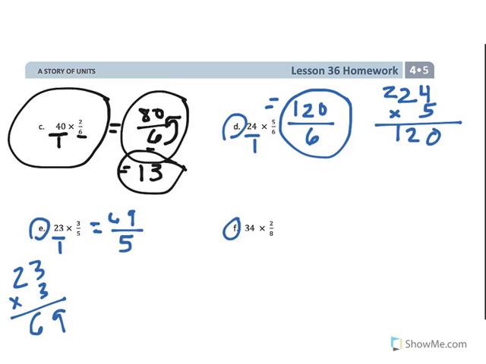F, 34 times 2/8, or 34 groups of 2/8. So what's 34 times 2? This one I can do in my head. 2 times 4 is 8, and 2 times 3 is 6, so it's going to be 68 over 8.